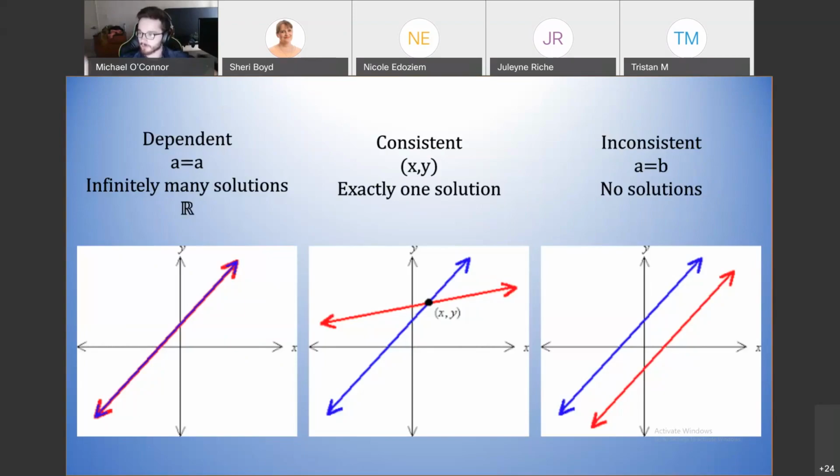And then what does that have to do with their slope? They have the same slope. Right, exactly. So an inconsistent solution is lines with the same slope but different y-intercepts. And then if they have the same slope and the same y-intercept, that's just the same line, and then that solution's all reals. And then any other combination is going to be exactly one solution. Does that make sense, everybody?